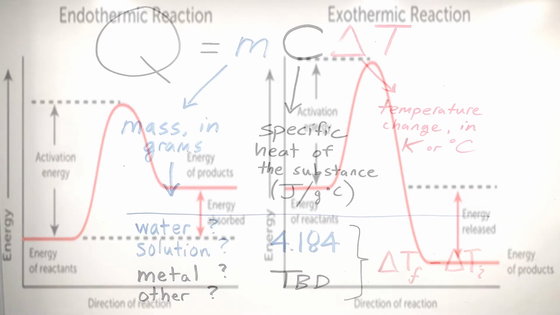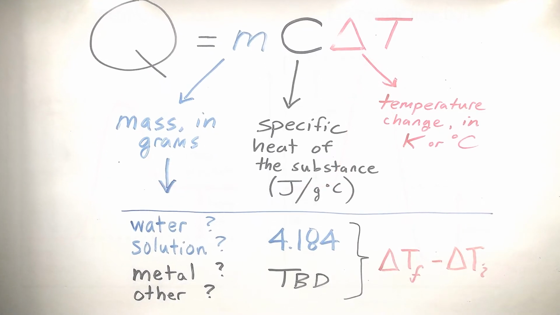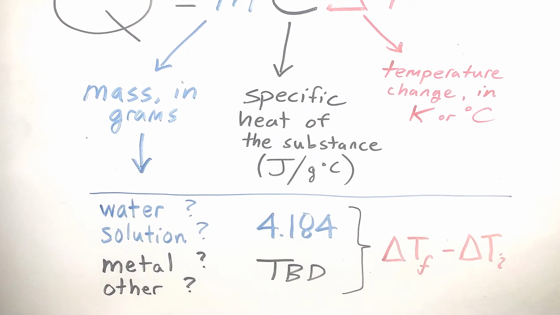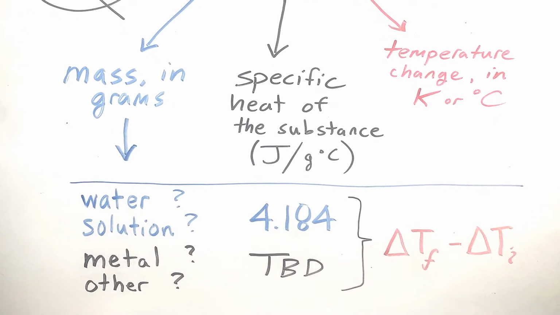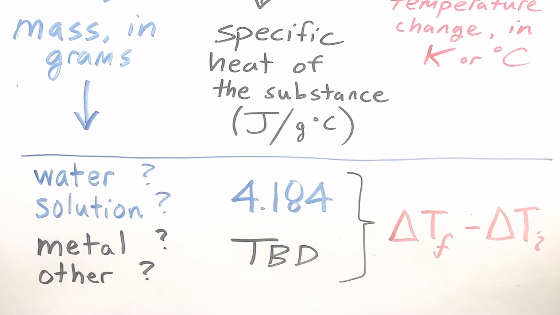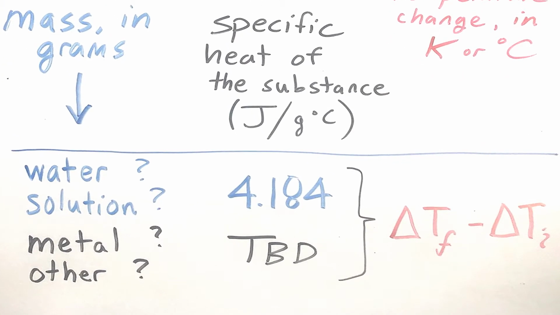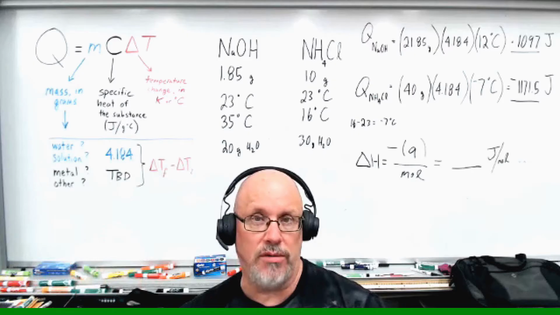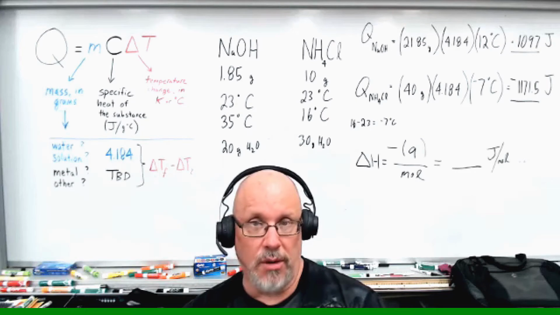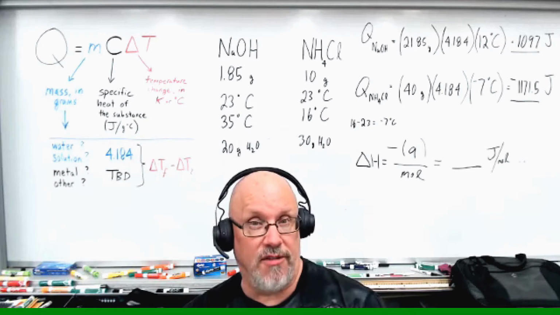Now, in these cases, when we're talking about a solution, I want you to notice that we are also going to use 4.184 joules. But we also want to acknowledge that if we're talking about a metal or some other substance which does not necessarily react chemically with water, then we just say to be determined. Now, that could mean one of two different things. It could mean that we're going to do an activity where we do a little bit of extra math, and we don't give you the specific heat of the metal or that other substance, but we ask you to do that other math and find it.